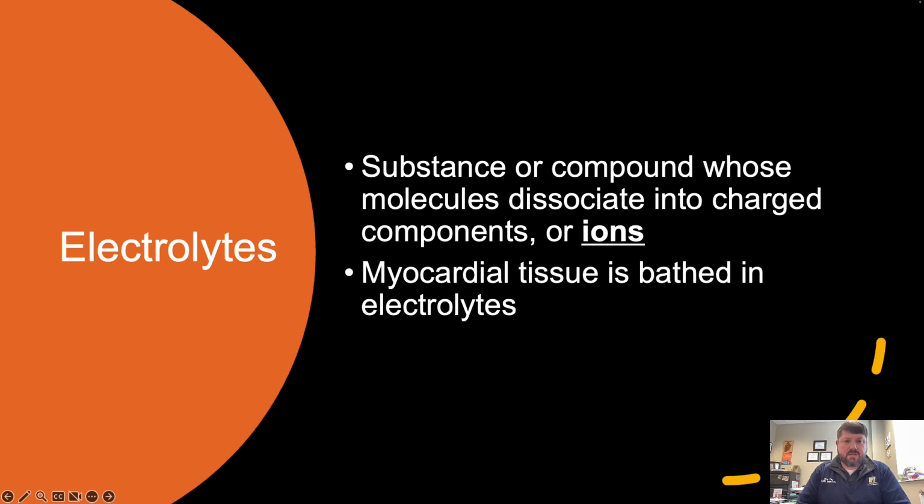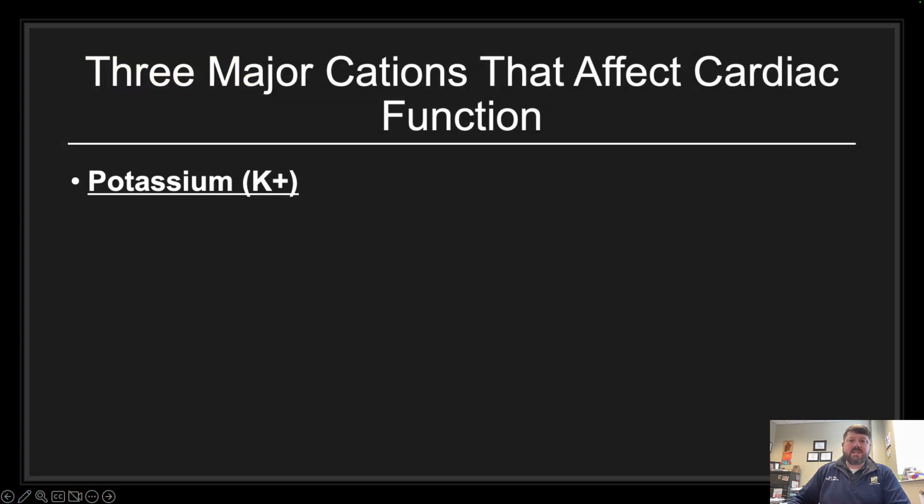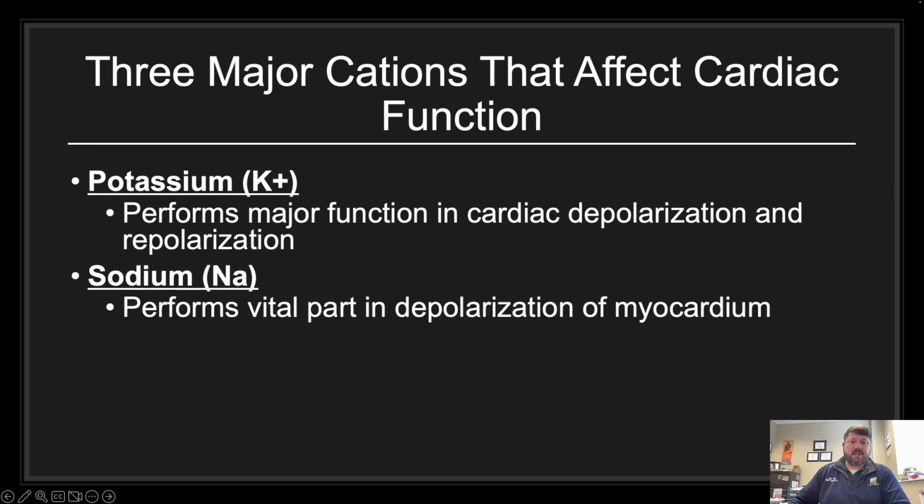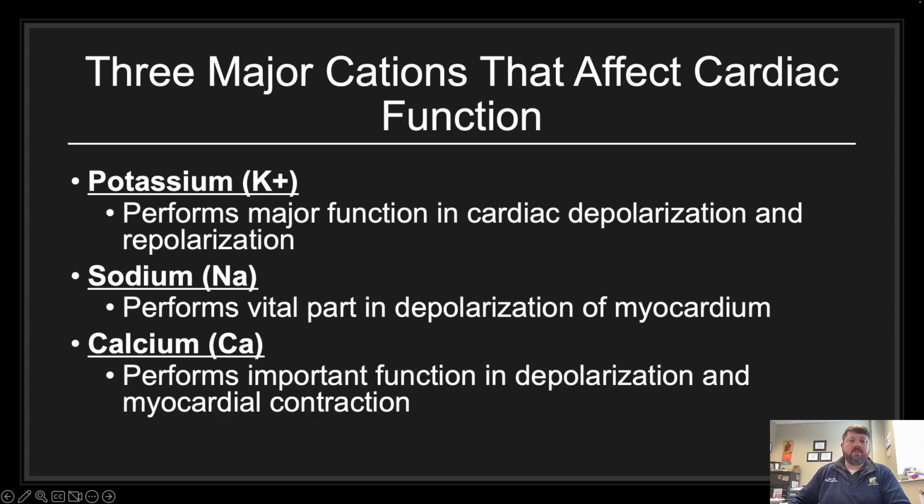Myocardial tissue is actually bathed in electrolytes, and they play a huge function in the next part that we're going to talk about, depolarization. Potassium performs a major function in cardiac depolarization and repolarization. Sodium performs a vital part in depolarization of myocardial tissue, and calcium performs an important function in depolarization and myocardial or muscular contraction. Now, magnesium and chloride are also important ions, but sodium, potassium, and calcium are the ones that play a huge role in the action potential that we'll talk about.